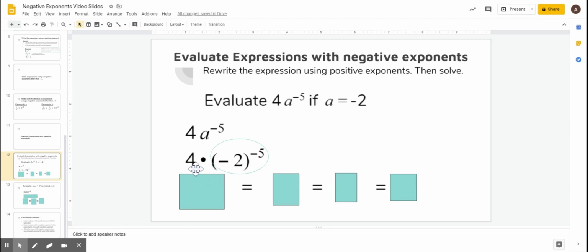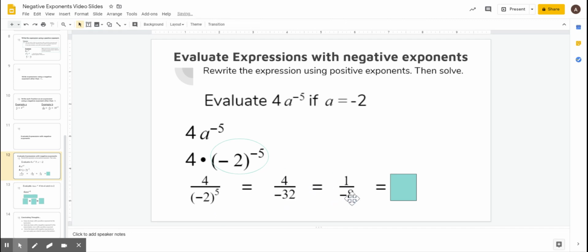All right, so now we know that we're going to send this to the bottom, and we're going to keep this in the numerator. -2 to the negative fifth power is going to the bottom because of the negative exponent. So we have 4 over -2 to the positive fifth power now, and we're just going to solve. So it's 4 over -32, which simplifies to 1 over -8, or -1/8.